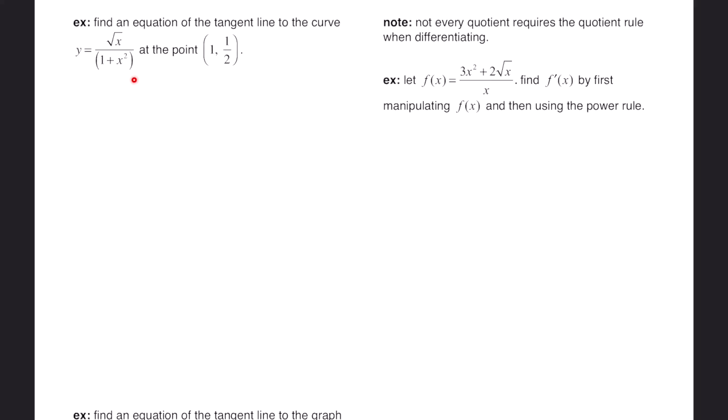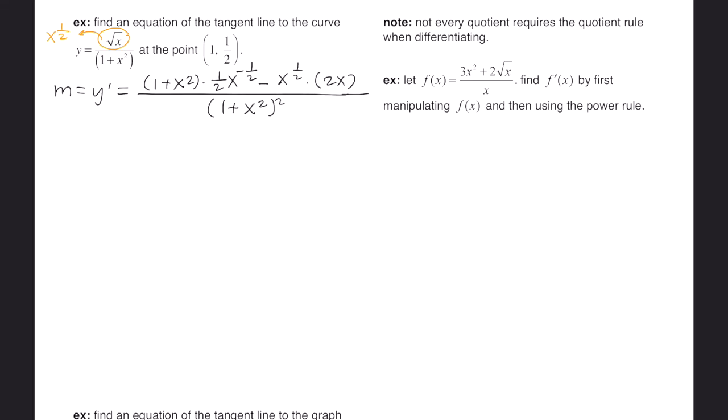This example says find an equation of the tangent line to the curve at the point (1, 1/2). Here's our function. In order to find the equation of the tangent line, we already have a point, we just need slope. To find the slope, we're going to take the derivative, and to take the derivative of y, we're going to use the quotient rule because we have a function on top and a function on the bottom. So for the quotient rule, we start low, then we do d high. Then it's minus high and d low, all over the low squared.